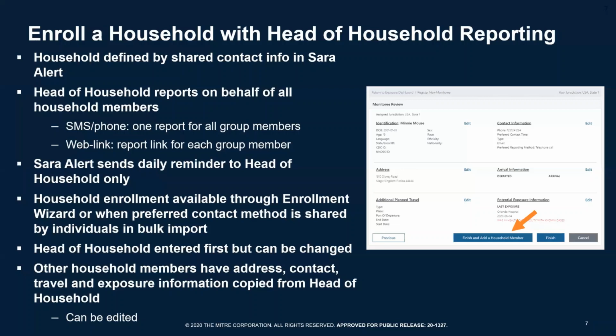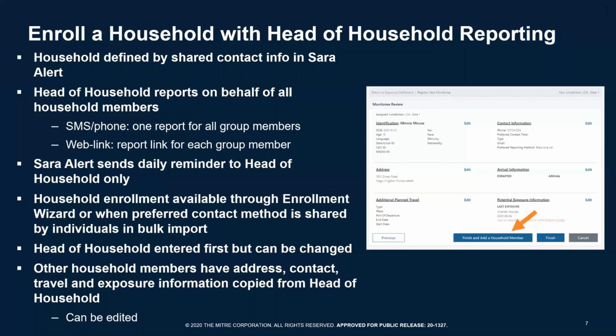Once a household is set up, the monitoree designated as the head of household will then get the symptom report notifications for all members of the household. If the head of household reports via plain text or telephone call, they will fill out a single report for all household members. If they report via a texted or emailed web link, they will fill out an individual report for each member of their household.